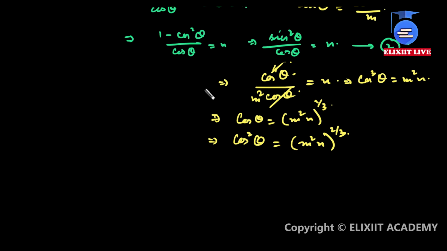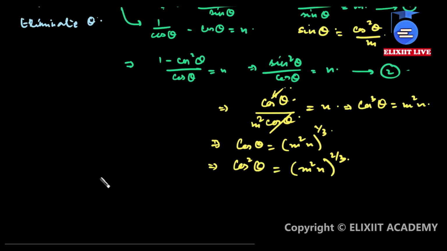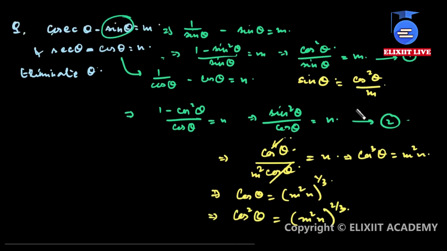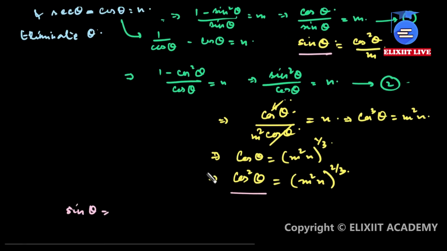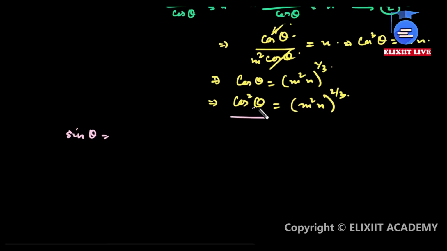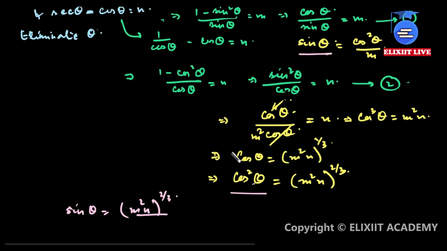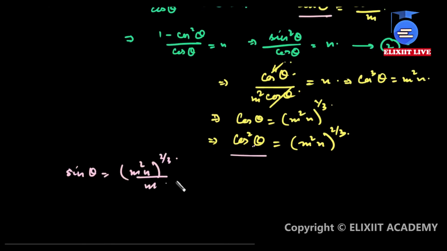So what is sine square theta? We can first find out sine theta. We know sine theta is cos square theta by m, right? Now we have got the value of cos square theta, so we can find out sine theta from here. So cos square theta is actually (m square n) whole to the power 2 by 3, divided by m. Now simplify this thing.